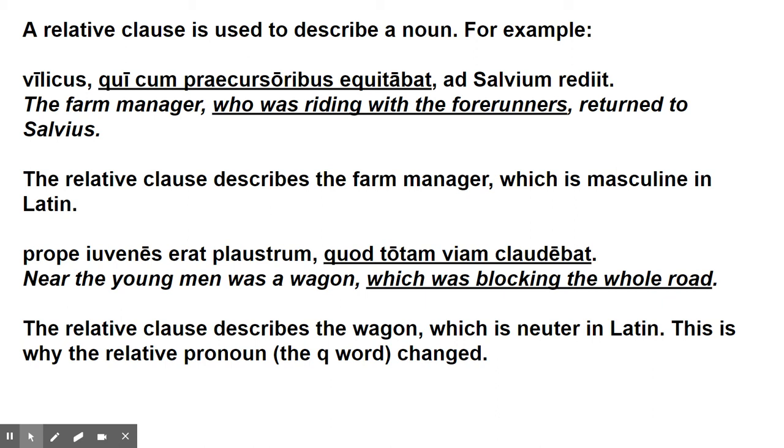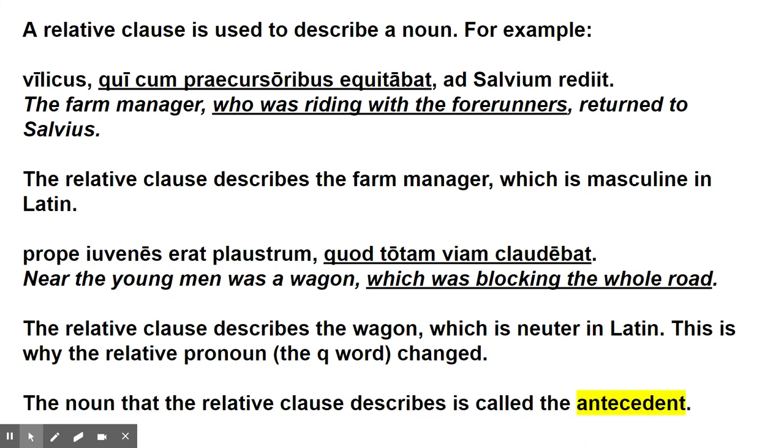This is why the relative pronoun, again the cue word, changed, because in the first sentence, qui was describing Villicus, masculine. In the second sentence, quod was describing plaustrum, neuter. This is kind of a fancy word, but the noun that the relative clause describes is called the antecedent.